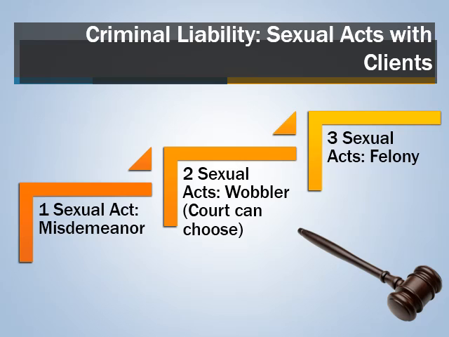So, criminal liability, depending on the number of sexual acts, you were talking about different levels of crime. If it's one sexual act, we're in the misdemeanor category. If it's 3, it's a felony. And 2 sexual acts is called a wobbler. So that means the court can choose.